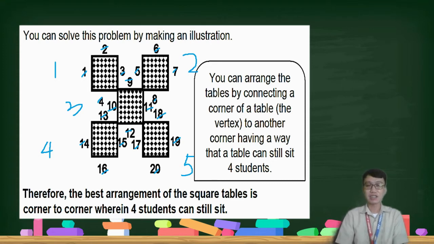So, ang ibig sabihin nun, ganyan ang arrangement ng table. Makakaupo pa rin ang 4 na estudyante, pero magkadikit-dikit pa rin ang mga tables. Ganyan ang pag-solve ng non-routine word problem.